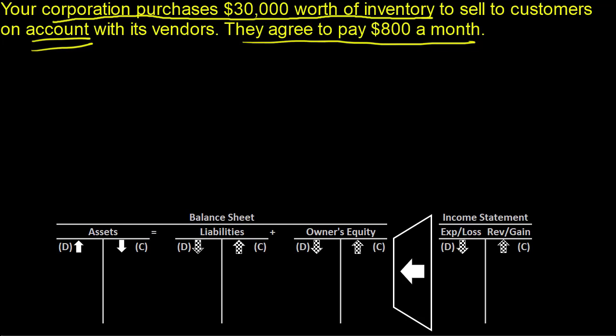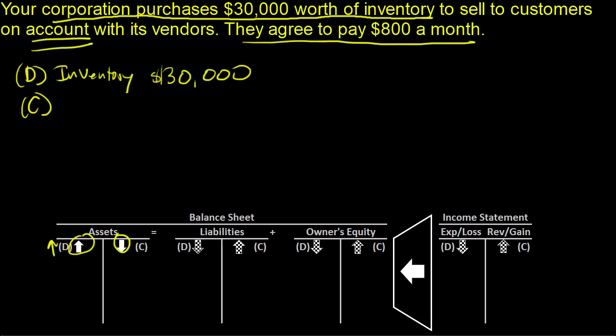All right. And are we getting inventory? Is it an increase or a decrease? It's an increase. We get the inventory. So we're going to have a debit inventory of $30,000. Debit inventory $30,000. And we got that inventory.